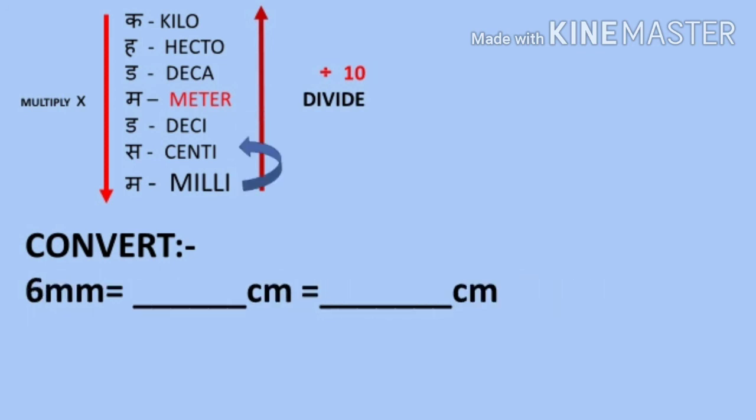Now let us take one more example. You have to convert 6 millimeter into centimeter. Millimeter is a smaller unit, and you have to convert it into a bigger unit, that is centimeter. For this, you have to go 1 step up. So you have to divide it by 10. So the answer will be 6 by 10 centimeter, or you can say 0.6 centimeter.